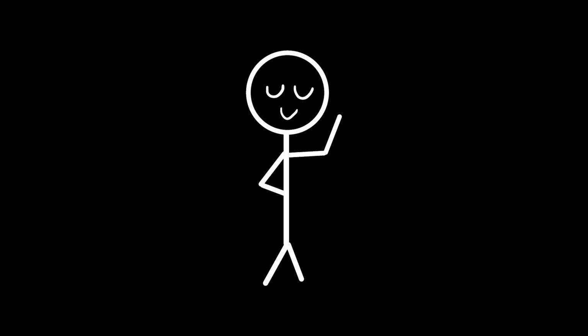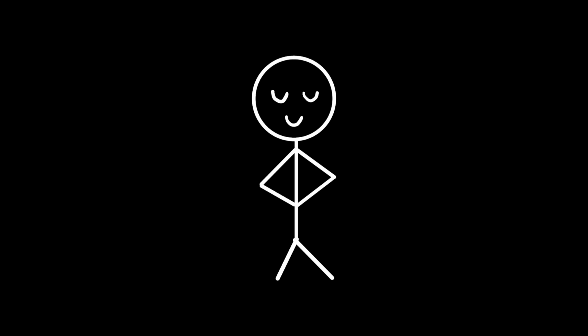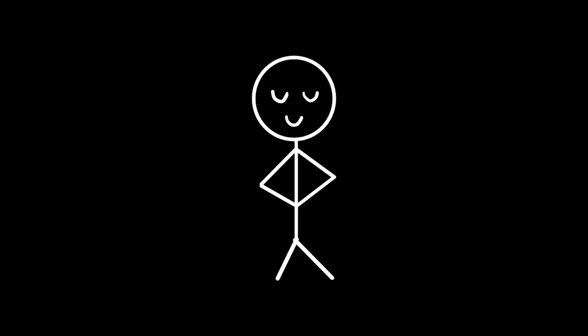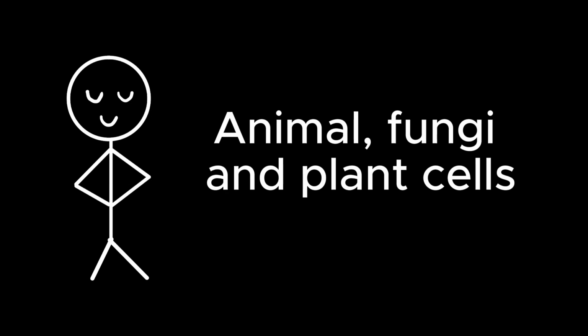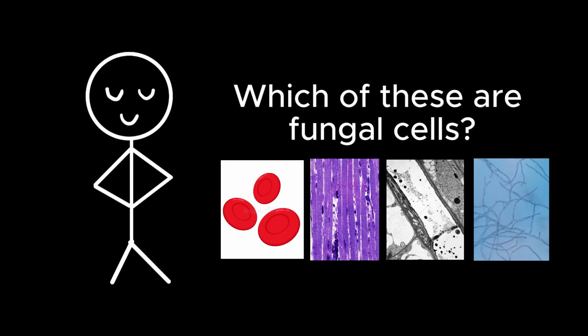You have now reached the final round. In this round, you will be separated into 2 rooms, where you will not be able to communicate with each other at all. Both of you must answer the question correctly to pass the round. The topic is the same: animal, fungi, and plant cells. The question is, which of these are fungal cells?